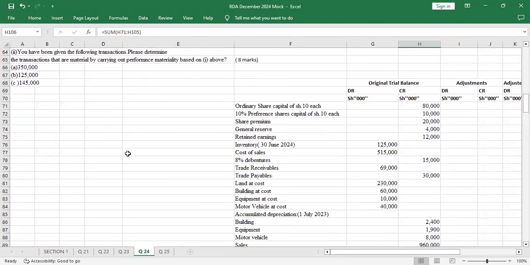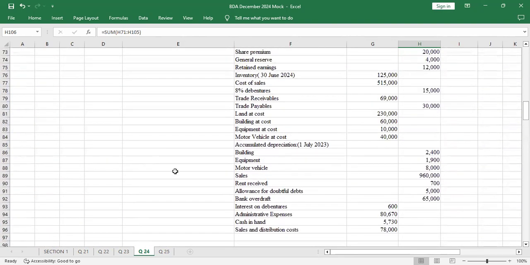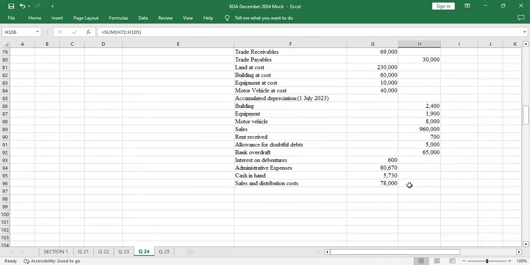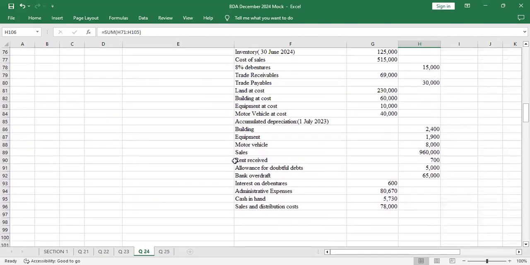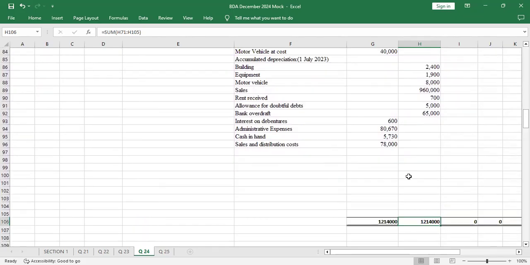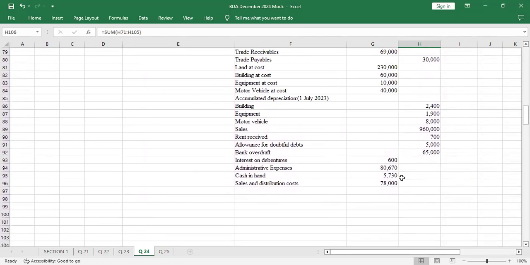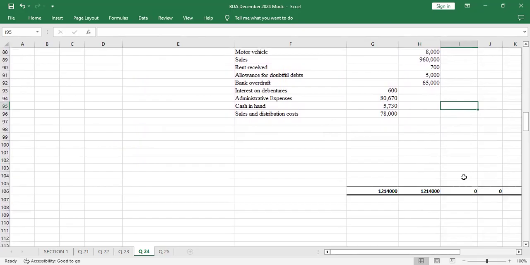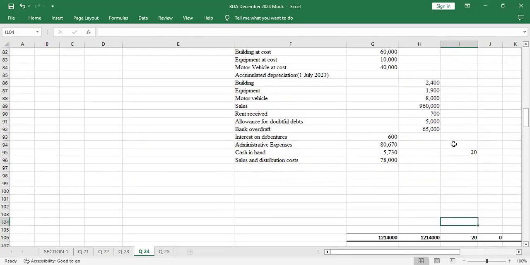So rent income will be a double entry. It is an income, so we'll debit cash in hand, starting with the debit side. So it is 20,000. I'll put 20 because the shillings were in thousands. Then I'll credit the rent received account with the same amount, 20. That's the first double entry.